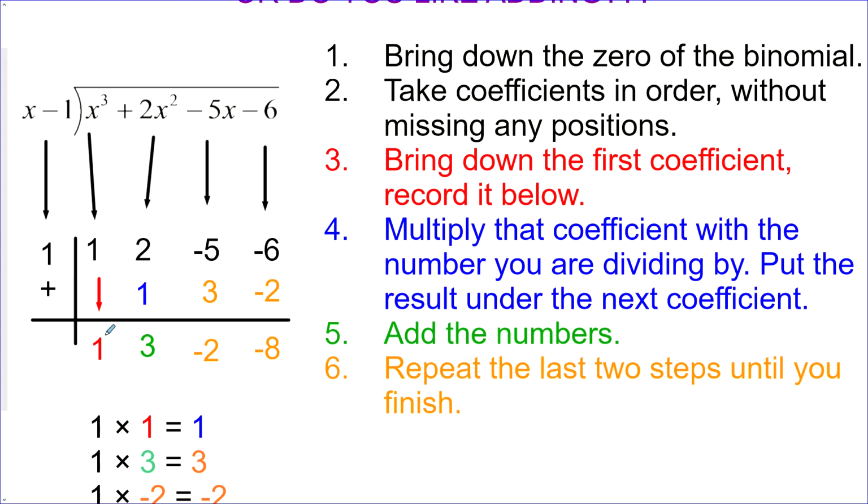Then we bring down the first 1 here. We multiply 1 times 1, put it here, and then we add. And then we multiply, and then we add. And then we multiply, and then we add. And so this here would be our answer, and hopefully it's a lot less likely that we'd make a mistake.